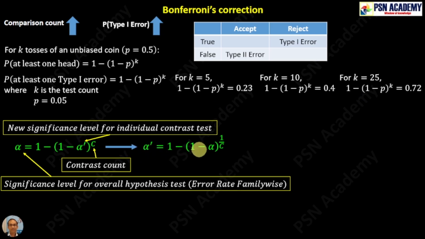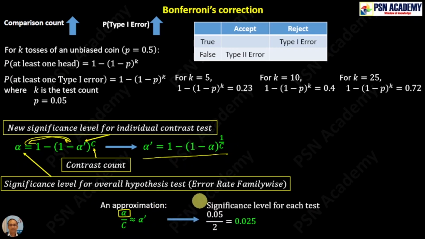If you rearrange this algebraically, you will get alpha dashed equal to 1 minus alpha raised to 1 by C. You can also have an approximation, not an exact equivalent: you take the overall alpha and divide it by the contrast count, that is, the number of tests you have. Just divide alpha and you will get the approximate alpha dashed.